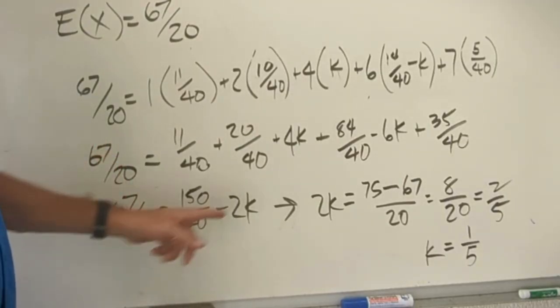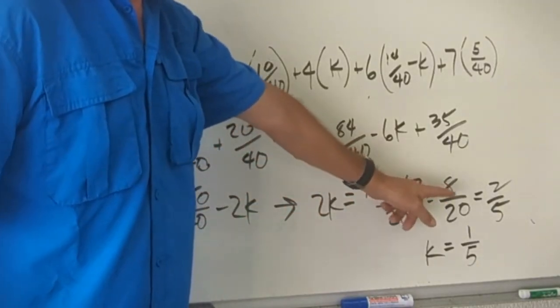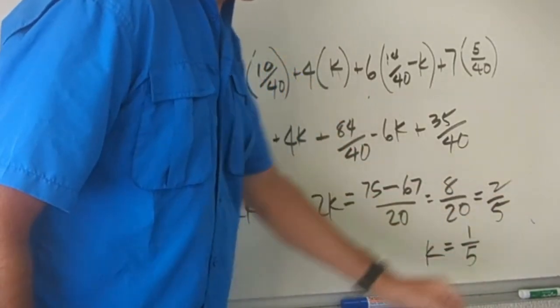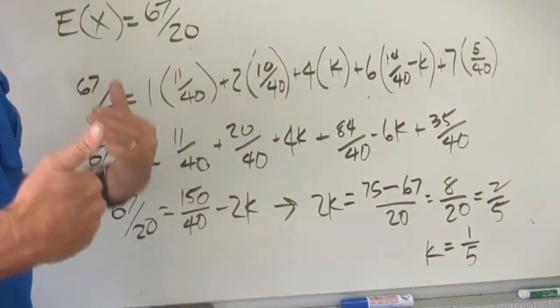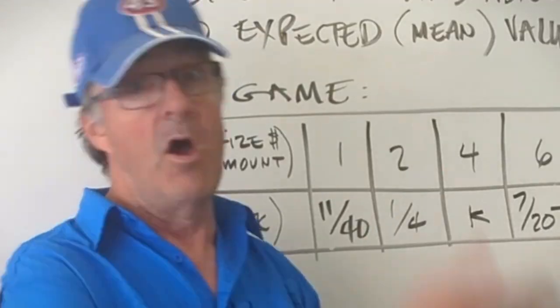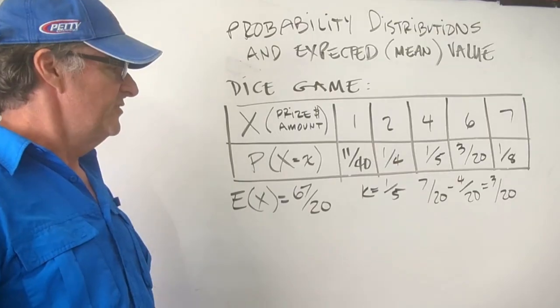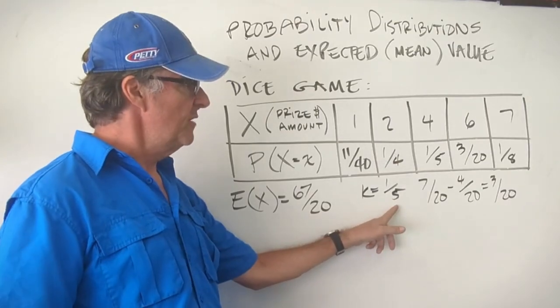So now we're subtracting 67 over 20 from 75 over 20. That gives us 8 over 20, or 2/5. That's 2K. So 1K is 1/5. Okay, last step. What is K? So we found out K is 1/5.